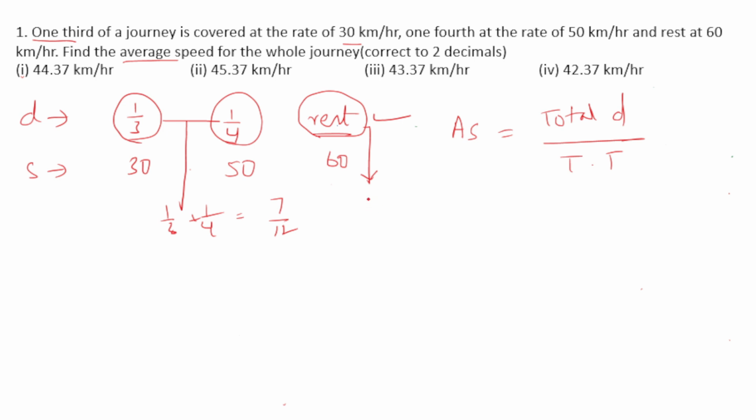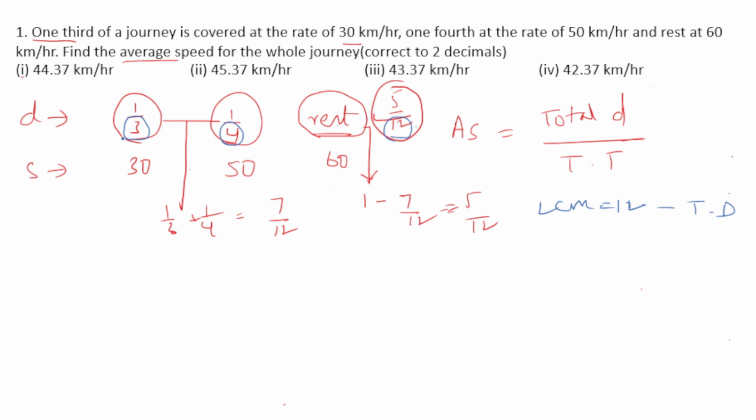So what is the rest of the journey? Whole 1 minus 7 by 12. It is 5 by 12. Okay, in the third part, 5 by 12 of the journey is covered. Now if you see the denominators, they are 3, 4 and 12. We will take the LCM. LCM of these is 12. So we will assume the total distance is 12 kilometers.